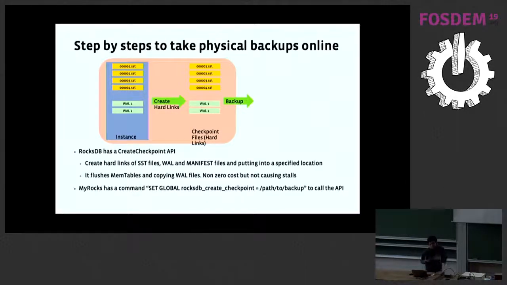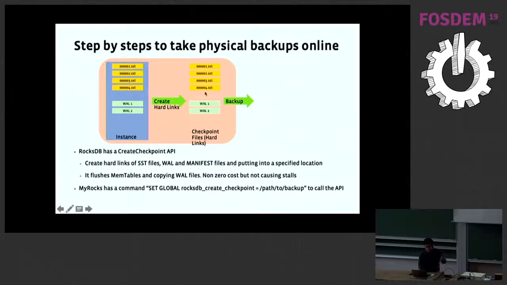Here's a step-by-step to take a physical backup online. RocksDB has an API called create checkpoint. When using the checkpoint API, RocksDB internally creates hard links of the SST data files, the write ahead log, and a manifest, which is a kind of catalog database, the metadata files, and puts them in specified locations.